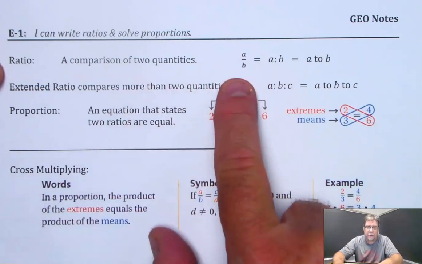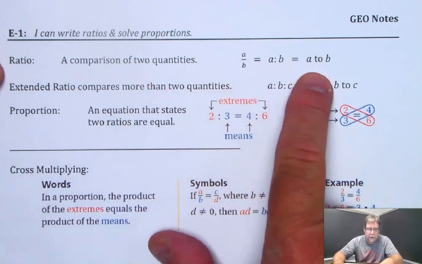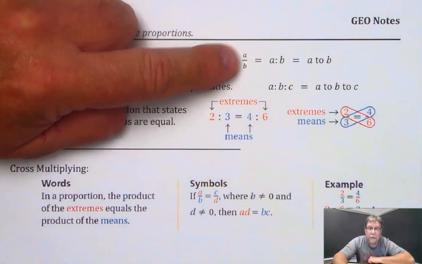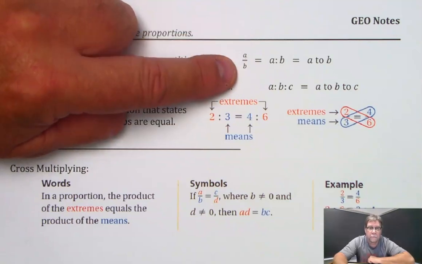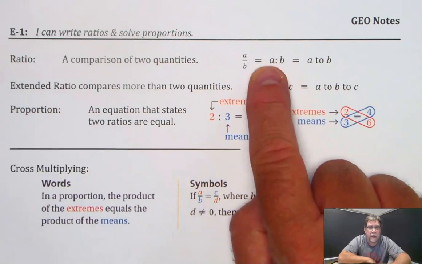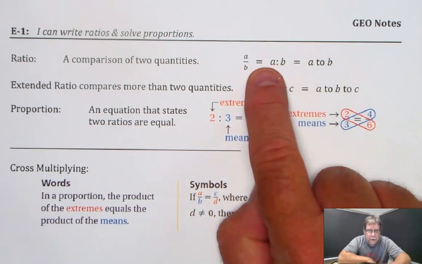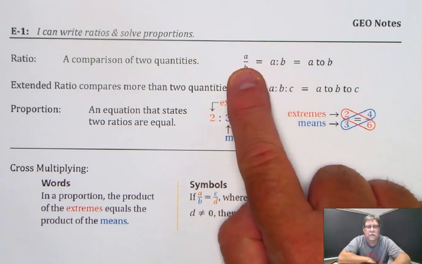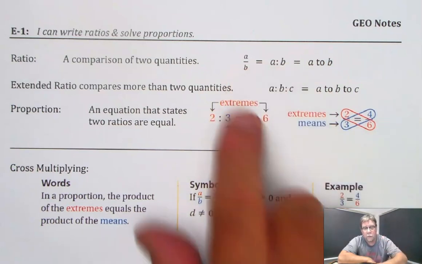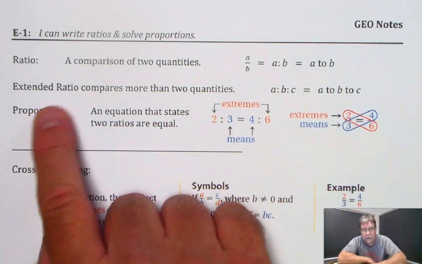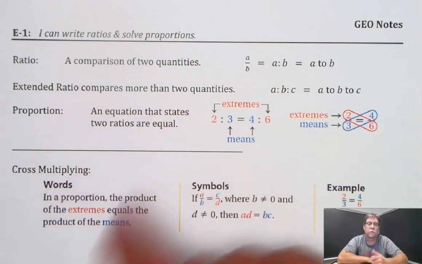So if we compare A to B, we can write it three different ways. A fractional way is really probably the most preferred way to write a ratio, A over B. But you could also use the colon, A:B, or write A to B. We rarely use that, and we don't use that often, but most of the time in a math class, we'll use A over B.